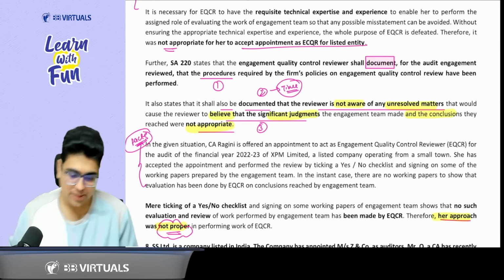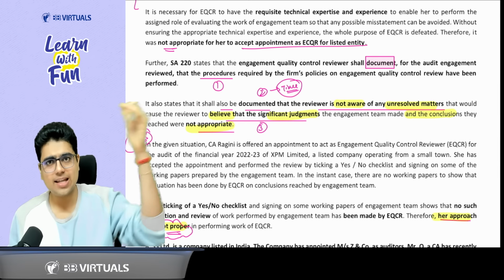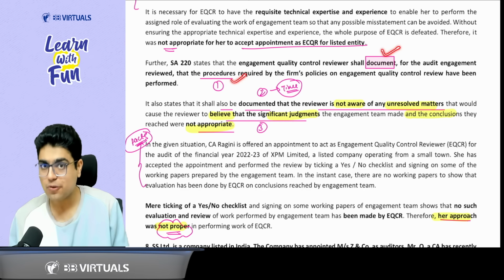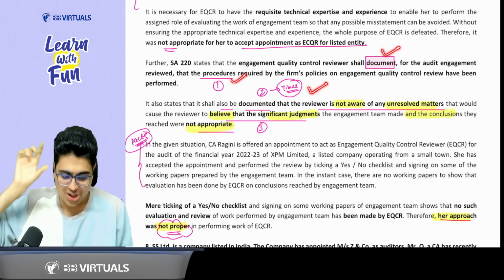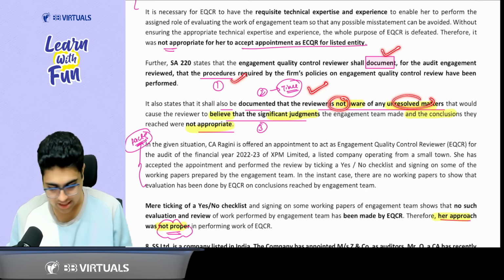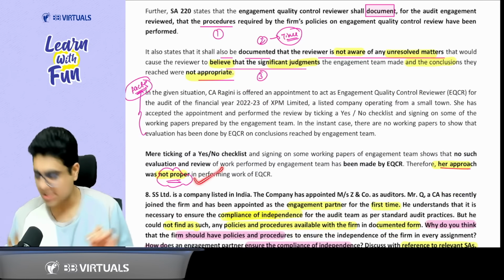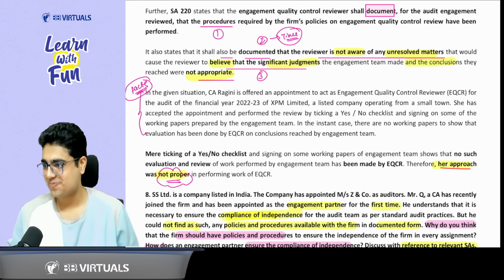You will talk about documentation. As per SA 220, SQC-1, SA 220, you can give in the beginning and then just write the answer. SA 220: EQCR shall document the procedures performed, that procedures were completed on time, and then the "not" points. Not aware of any unresolved matter to believe that the significant judgments and conclusions are not appropriate. And then you will write that her approach of documentation is not proper.